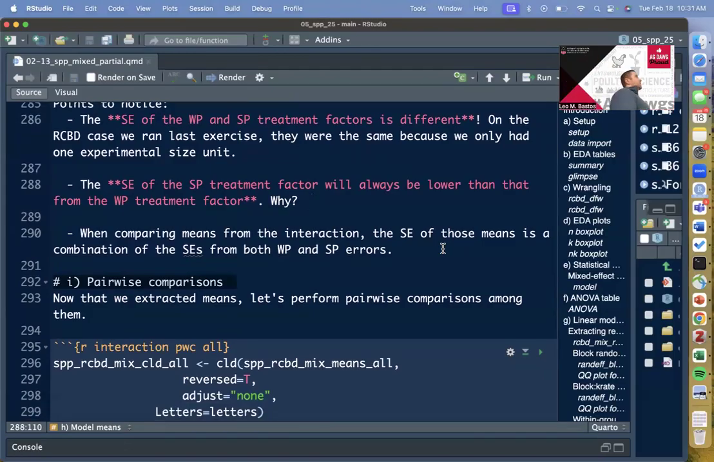We just talked about this with Amandeep's question: the standard error of the split plot treatment factor will always be lower than that from the whole plot treatment factor. The reason is, again, how many observations are going into the error that tests that factor. If we were to go back to our ANOVA table, you will be able to see this again. Yes, Aman?